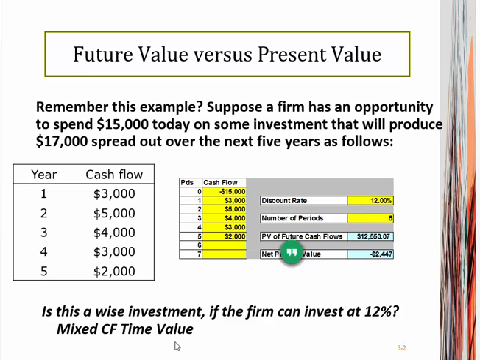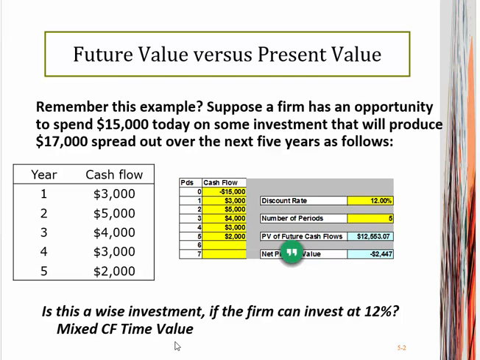Skipped too many slides, sorry about that. If you remember this example in the last chapter, we have a company that's going to invest $15,000 and receive these cash flows. The question is, is this a wise investment if the firm can invest at 12%?